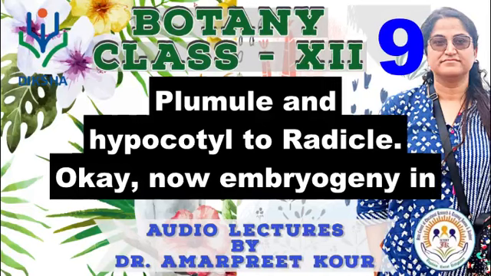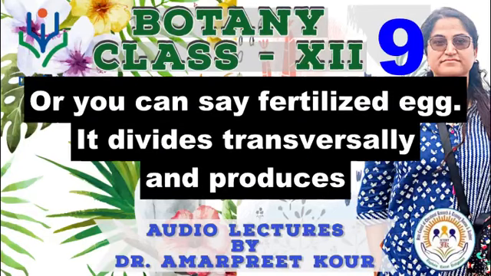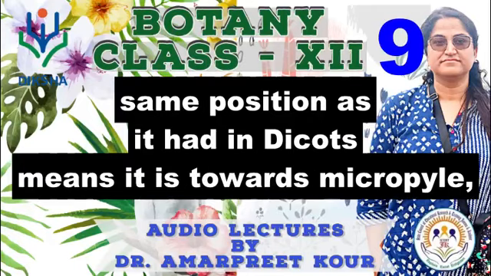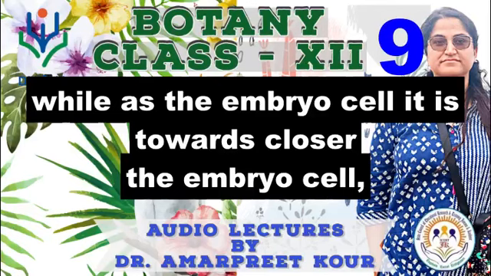Okay. Now, embryogeny in monocotyledons or in monocots. Here also the zygote, or you can say fertilized egg, divides transversely and produces a suspensor and embryo cell. Okay, suspensor cell has the same position as it had in dicots, means it is towards micropyle, while the embryo cell is towards chalaza.